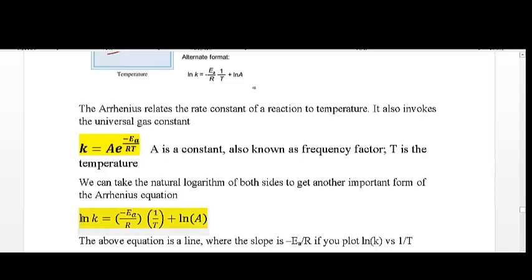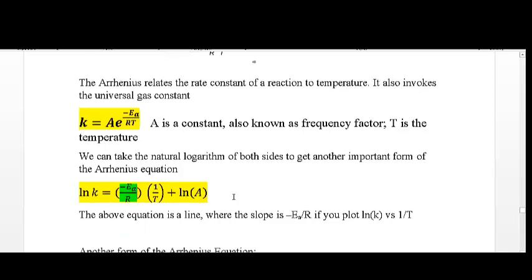This is the version that equates it to a straight line, y equals mx plus b. If you plot natural log of k on the y-axis and 1 over T on the x-axis, you'll get a straight line with a slope that's minus Ea over R. And you get an intercept that's natural log of A. So y equals mx plus b.